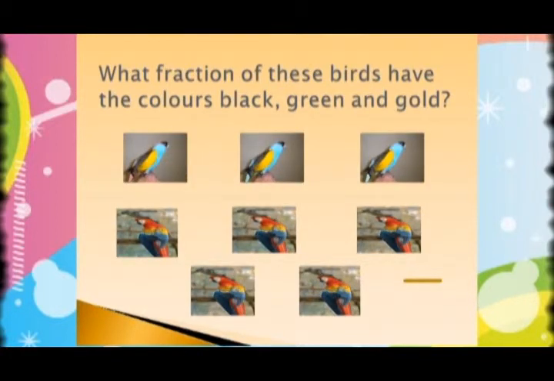What fraction of these birds have the colors black, green, and gold? There are 8 birds.